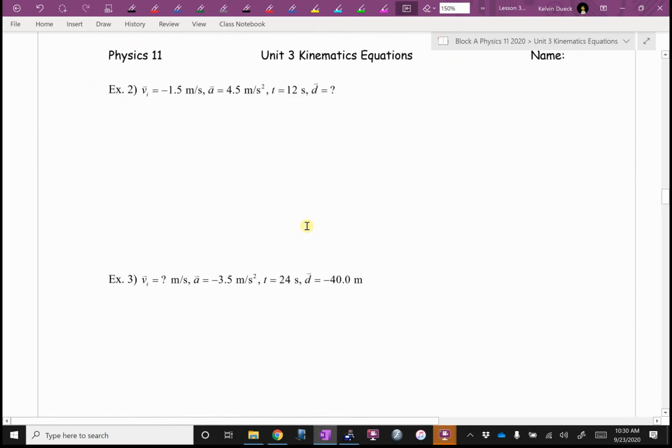Example 2. Ariana, what are they asking me to find in example 2? Okay. And it looks like they gave me a VI, an A, and a t. So I'm looking for the only equation that has a d, a vi, and a t in it. There is only one. Which one, kiddo? You read them. Don't tell me first, second, or read them. Yep.